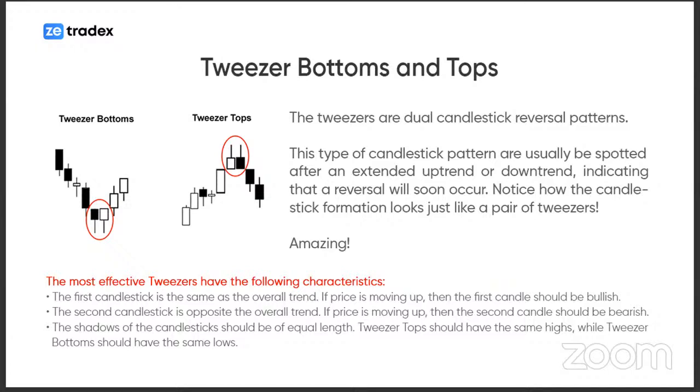The characteristics of this: the first candlestick is the same as the overall trend. If price is moving up, then the first candle should be bullish. The second candlestick is opposite the overall trend. If price is moving up, the second candlestick should be bearish. Now, the shadows of the candlesticks should be of equal length. Tweezer tops should have the same highs, while tweezer bottoms should, of course, have the same lows. Next page, please.